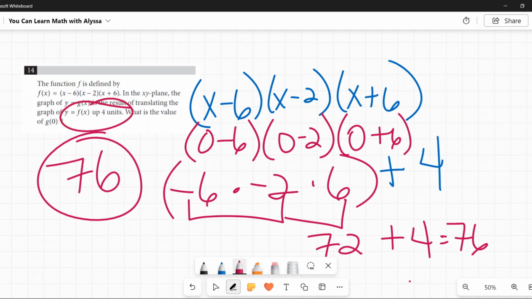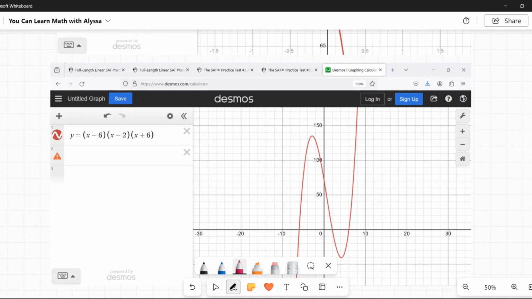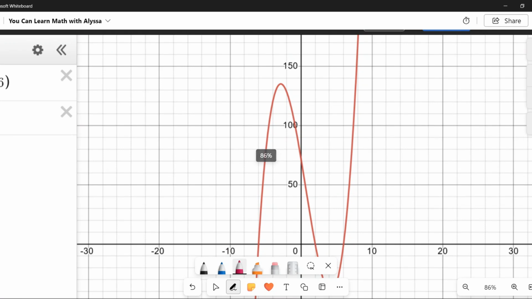moved up 4 units, what is the value of g of 0? So, okay, if this whole thing was moved up 4, that means every point is moved up 4. This point goes up 4. This point goes up 4. Every single point here is going to go up 4, and that gives me my new g of x. So g of 0 is, if I put in 0 for x, what is my value there?